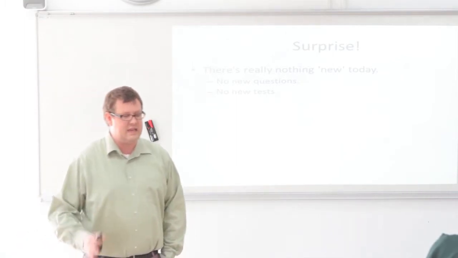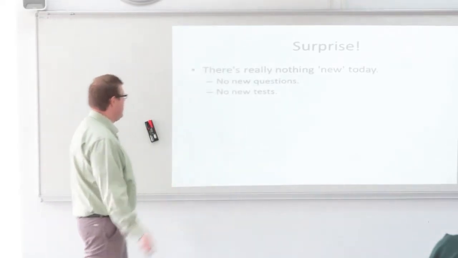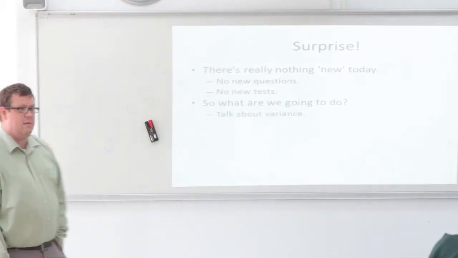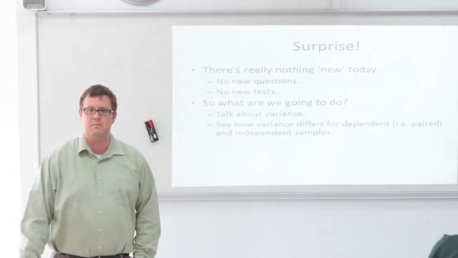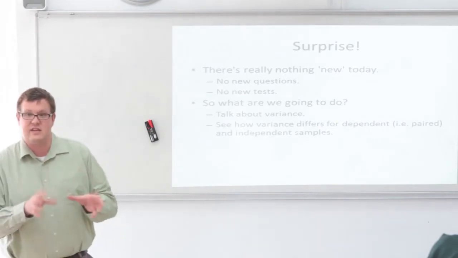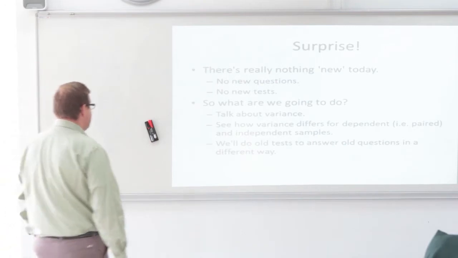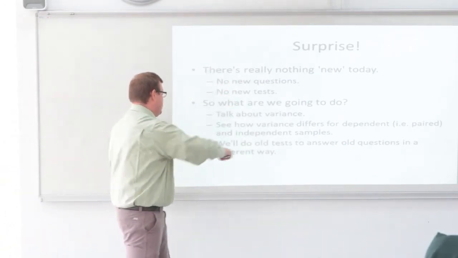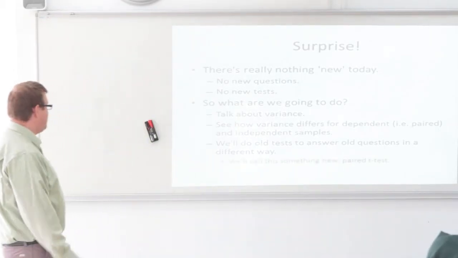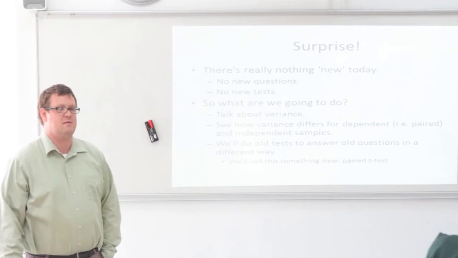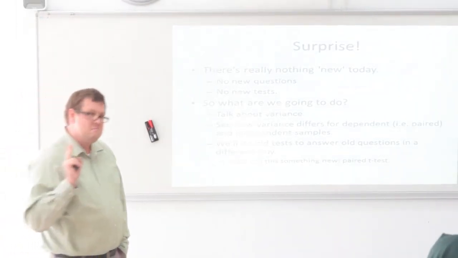Well, we're going to think about some things in new ways, but the questions and the tests are going to be old. So today we're going to talk about variance a bit more, and we're going to see how variance differs for dependent and independent samples, particularly the difference between two samples. So finally we'll do some old tests to answer old questions in a different way. And we're going to call this new thing the paired t-test. But really it's just an old thing. Really just an old test. So keep that in mind.